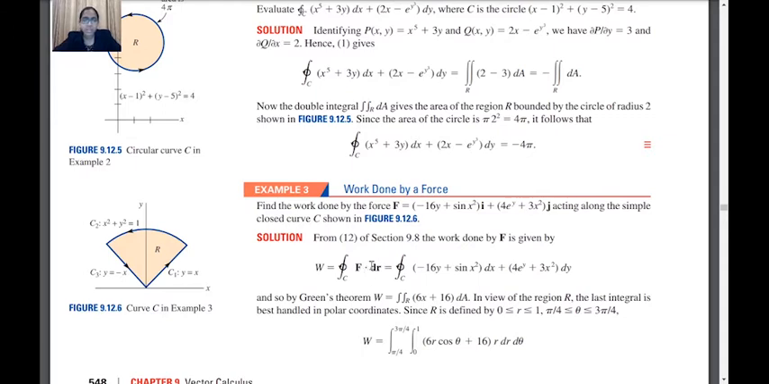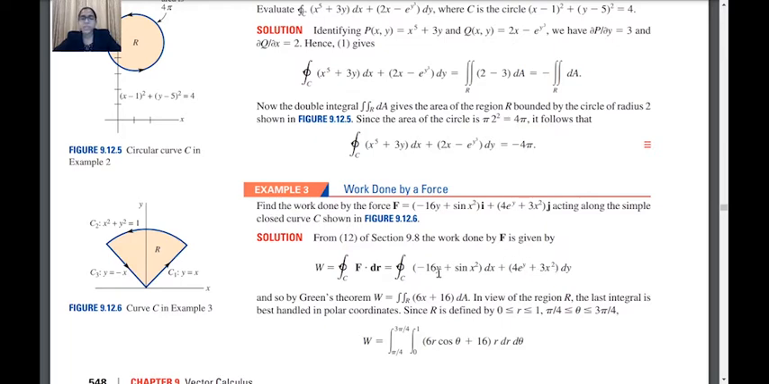So F dot dr: F is (minus 16y plus sin x square) i plus (4 e raised to y plus 3x square) j, and dr is dx i plus dy j. Comparing them, we'll get (minus 16y plus sin x square) dx plus (4 e raised to y plus 3x square) dy. So this becomes a form familiar to us for using Green's theorem. We can see that P of x, y is minus 16y plus sin x square, and Q of x, y is 4 e raised to y plus 3x square.